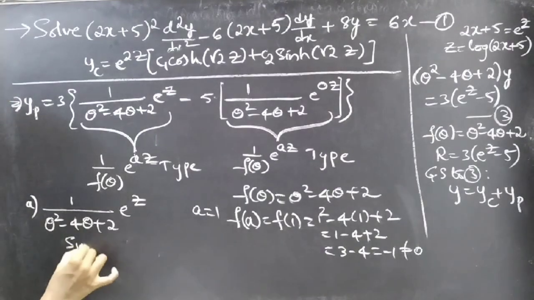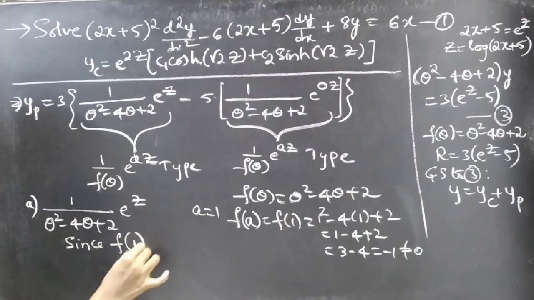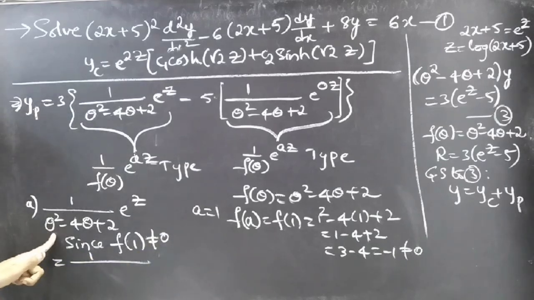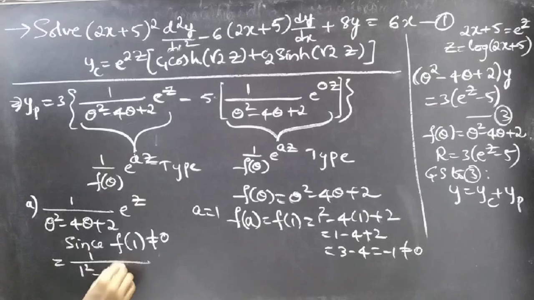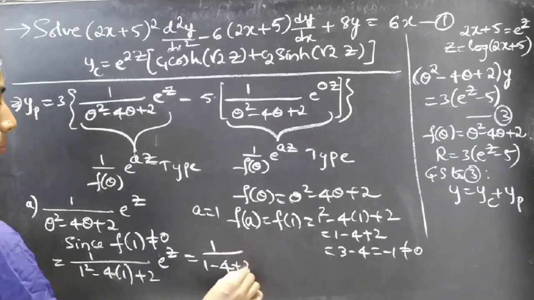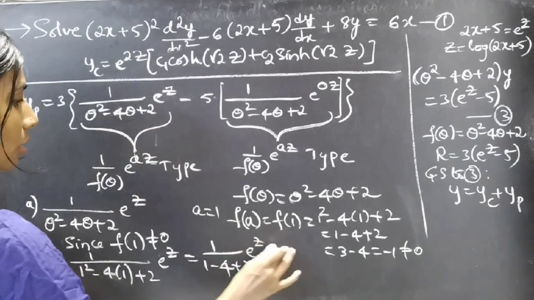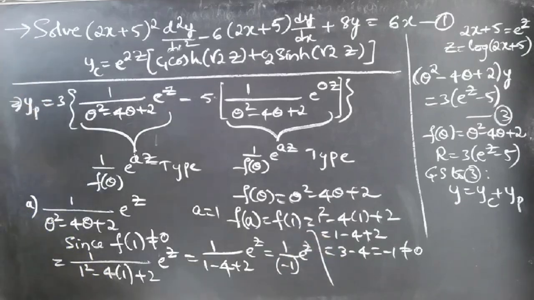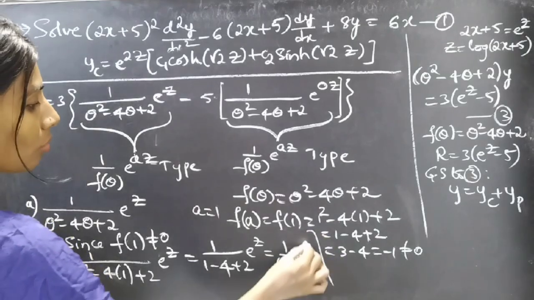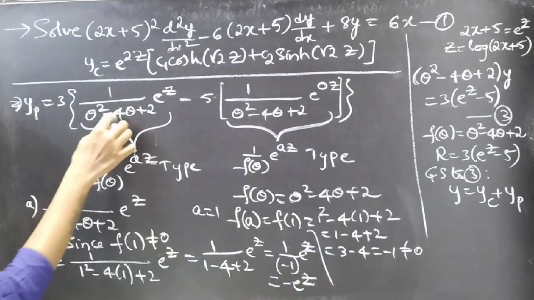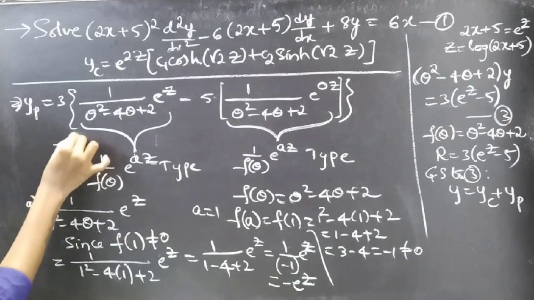Since f of 1 is not equal to 0, we'll just replace this theta by 1. So we'll get 1 square minus 4 into 1 plus 2 into e power z, which gives us 1 by 1 minus 4 plus 2 into e power z, which gives us 1 by minus 1 into e power z, which gives us minus e power z, right? So the result obtained from the first term is minus e power z.